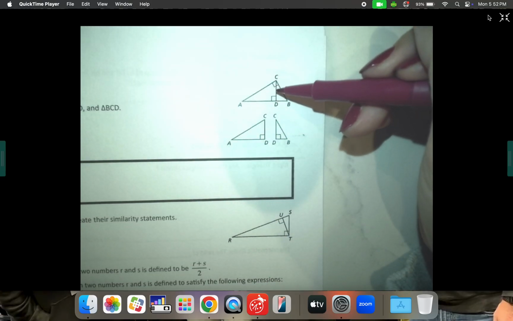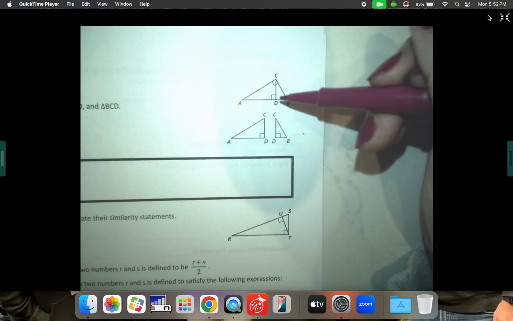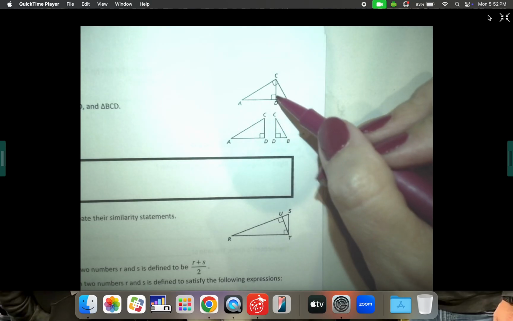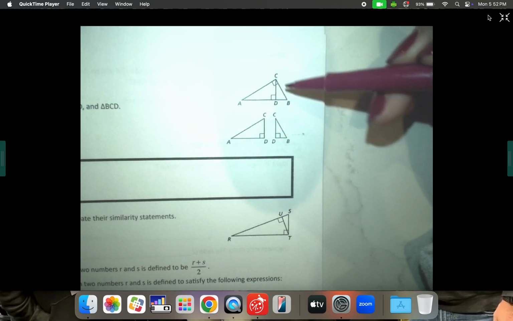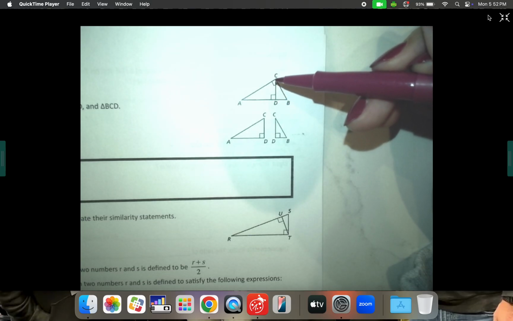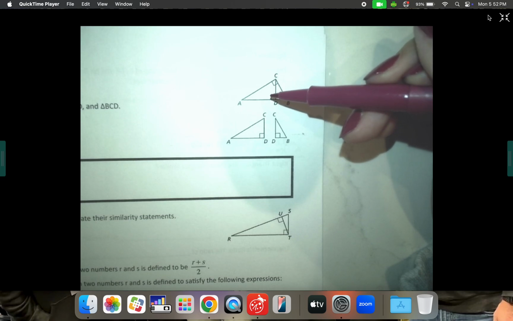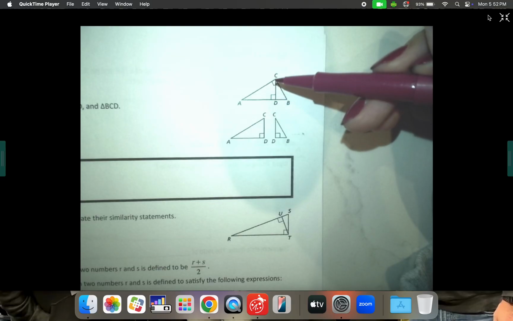And again, if you forgot what an altitude is, I can't remember if we've talked about it or not this year, but it's the height. Remember, if you did base times height to find area, you can't use one of the slants. You have to use the actual height. And so if you draw the height in to a triangle from the top straight down, it makes a right angle, and that is called the altitude. So that little piece that makes the height.